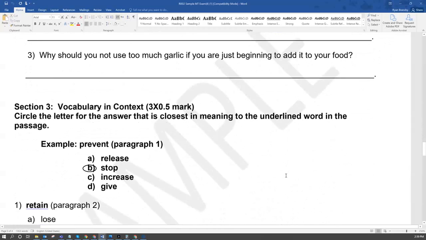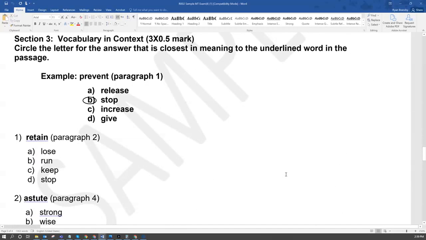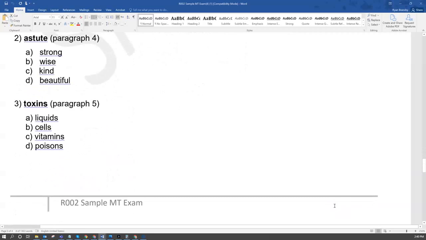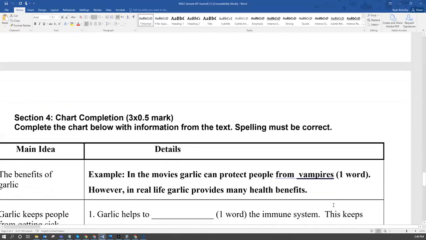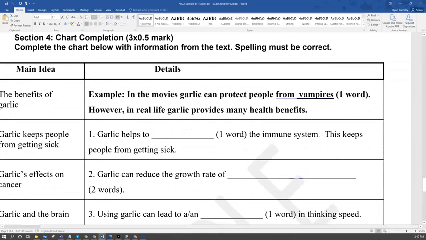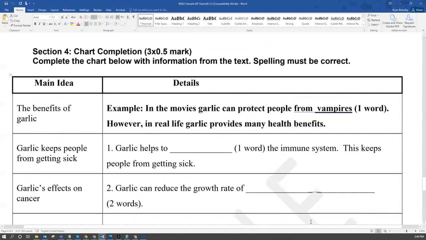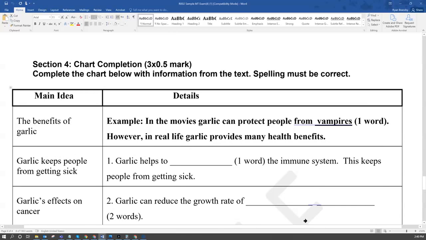Then here, vocabulary in context. We do some practice of this in our class, but we want to try to figure out the definition of this word by looking at the paragraph and the sentences, seeing the sentence before and after, and seeing if any of the words help us better guess the answer. Okay, the next one is a chart completion.